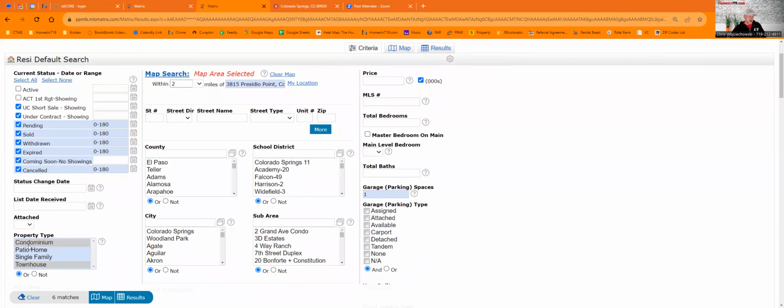So here you can see I've asked for condos and townhomes just out of curiosity. I wanted to see them both. Same kind of criteria. One car garage, because I wanted only one cars. Here I've asked for 2 miles from your place. And despite doing 2 miles and 180 days out, I only have 6 matches. So I had to keep going out bigger and bigger and further back until I got some more data so we could look at it.